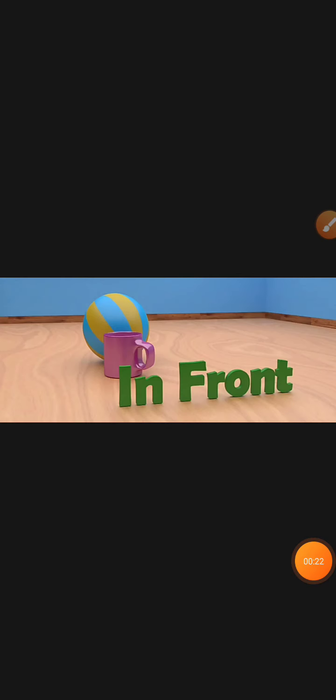Let's start today's topic. In front of and behind. In front of means something is in front of a particular thing. See the picture. The cup is in front of the ball.